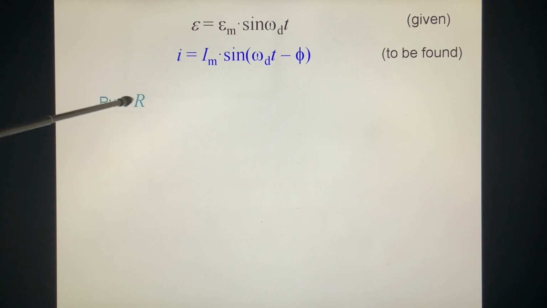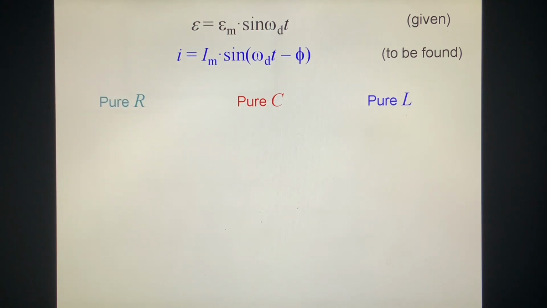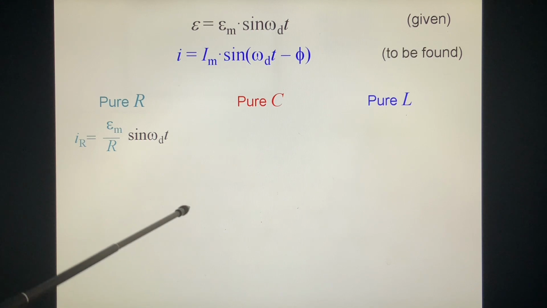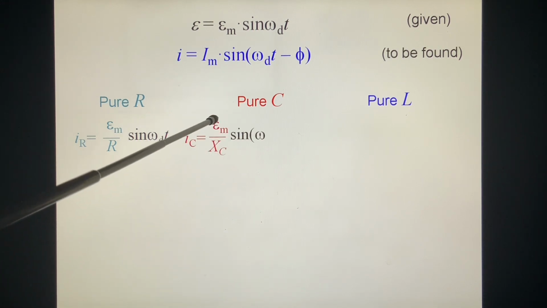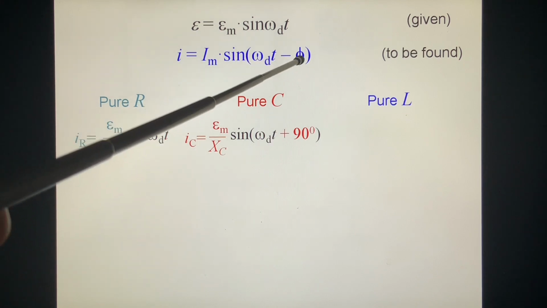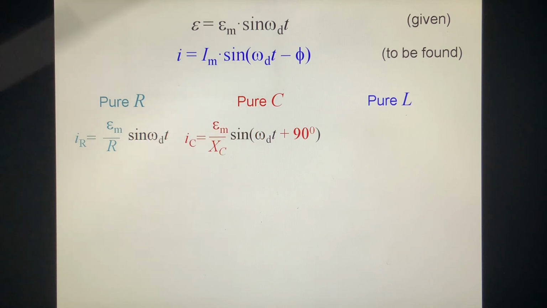For a pure R, phi equals 0. For a pure C, phi is minus 90. For a pure L, phi is 90 degrees. So for pure R, I equals epsilon m over R, with no phase difference. For pure C, I C equals epsilon m over Xc. Phi is minus 90, because the current is ahead of voltage.